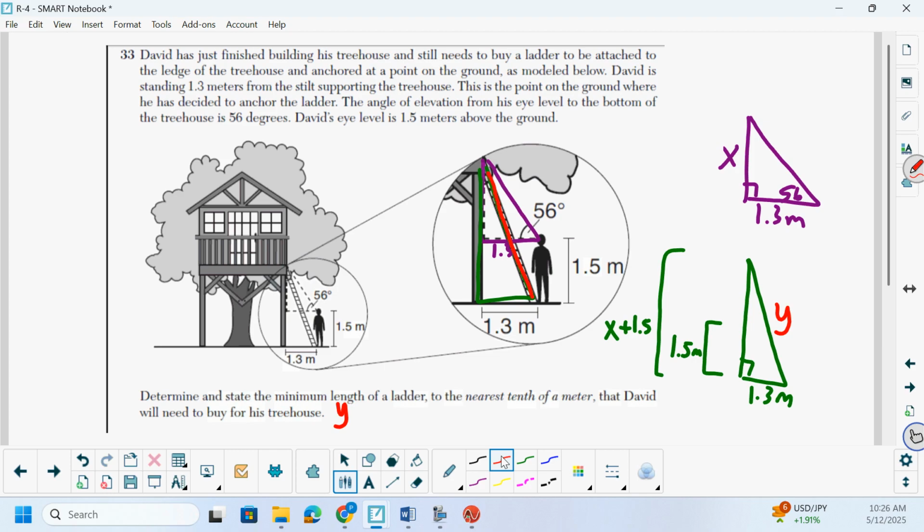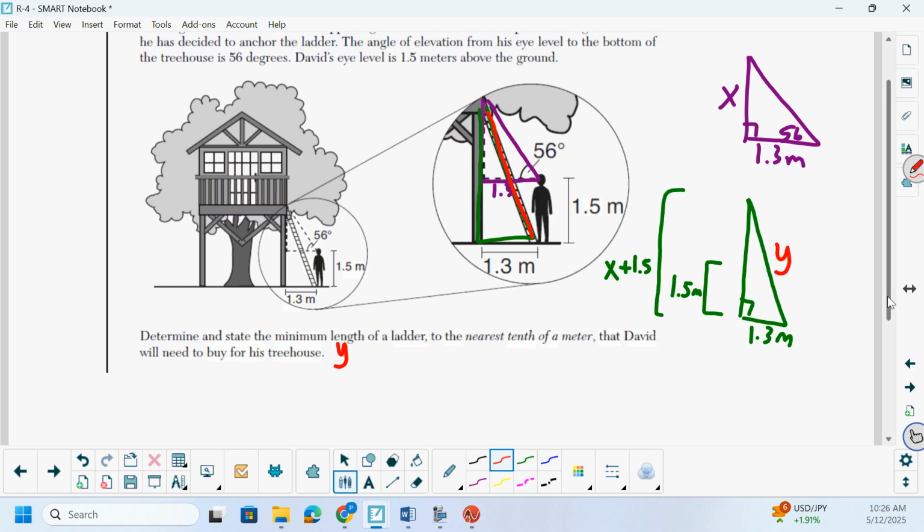So what we're going to do is work with the purple triangle first. We're going to start from the 56 degrees. If we go through the triangle, the x is our opposite and the 1.3 is our adjacent because it is next to the angle and it is not the hypotenuse. So we're going to do tangent using SOHCAHTOA. So we're going to have tan of our angle 56 is equal to our opposite x over our adjacent of 1.3.